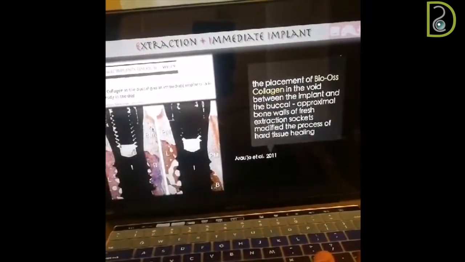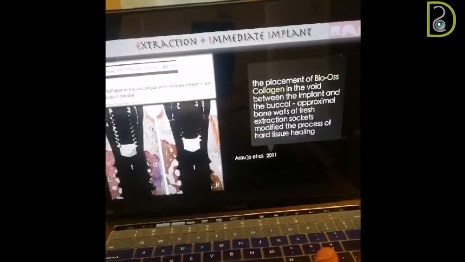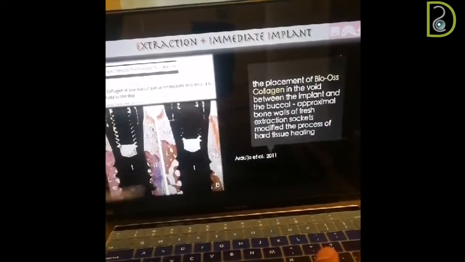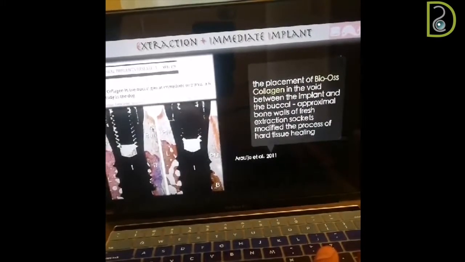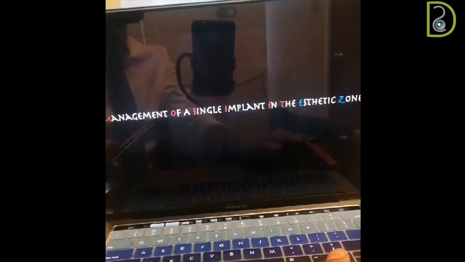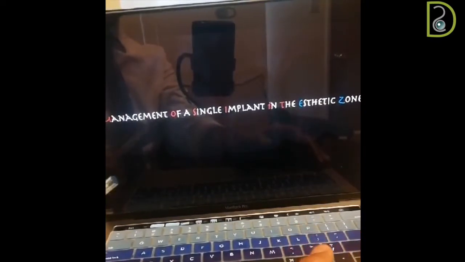So later on, they modified the technique, and what they found in this study was the presence of a large gap between the implant and the buccal plate, and when the gap is filled with Bio-Oss Collagen, which is a xenograft material, it promotes new bone formation and enhances the level of bone-to-implant contact. During the cases, I will explain more about the gap. At the beginning they called it the buccal gap, then they changed the terminology to jumping gap. So let's start with the management of single implants in the aesthetic zone.